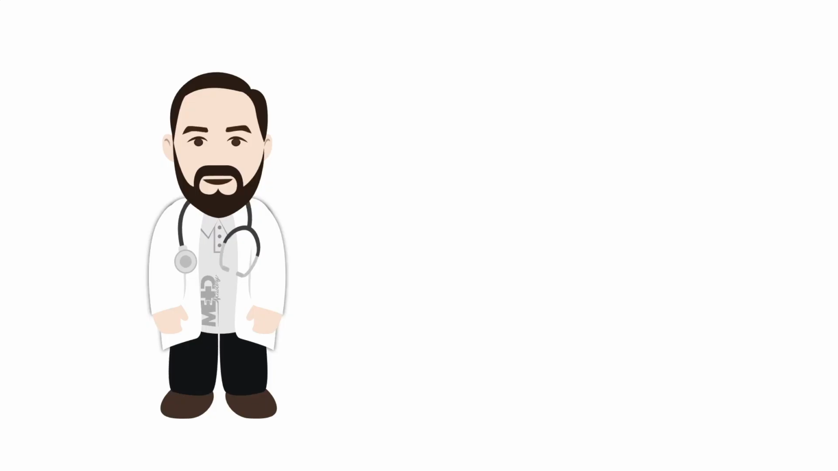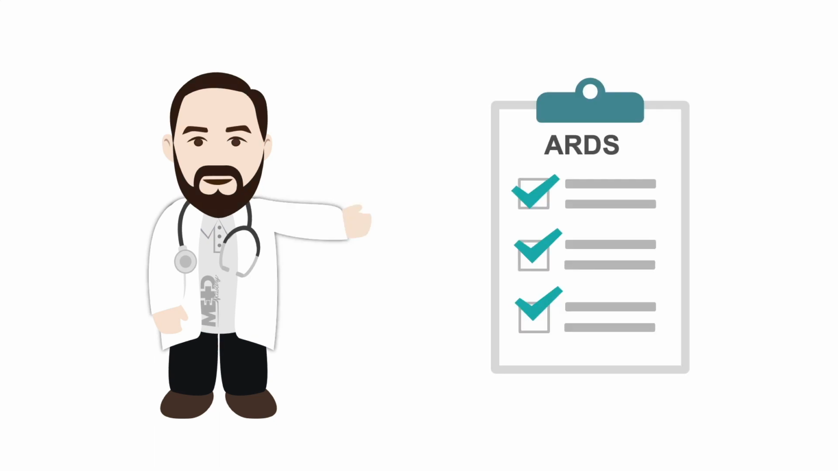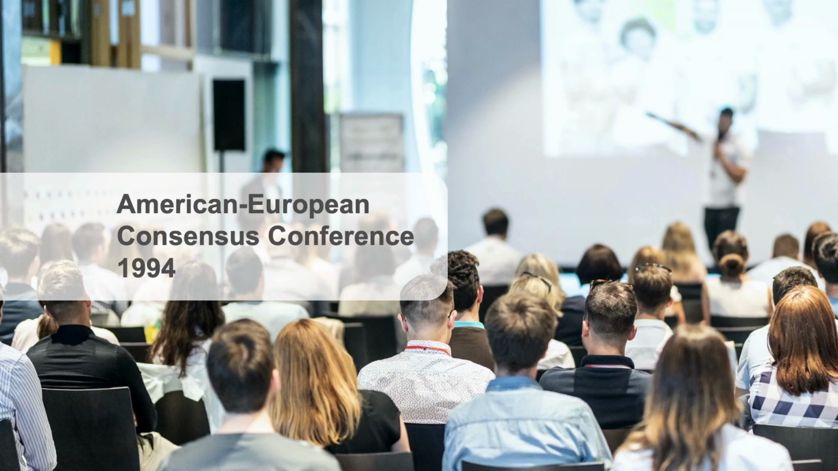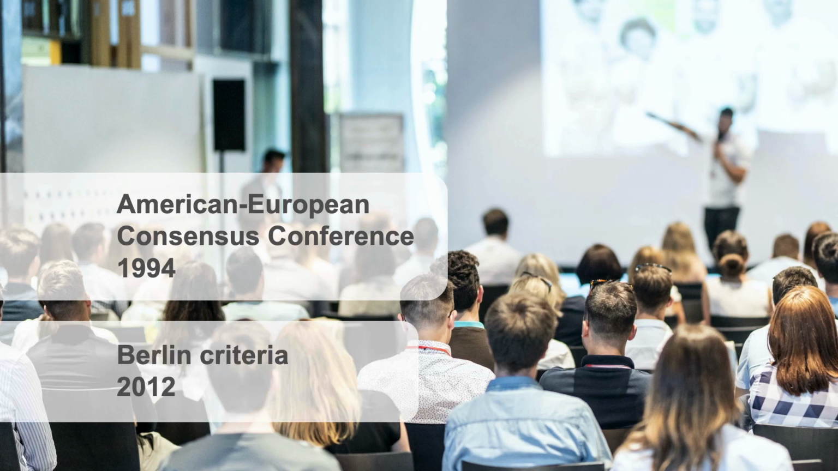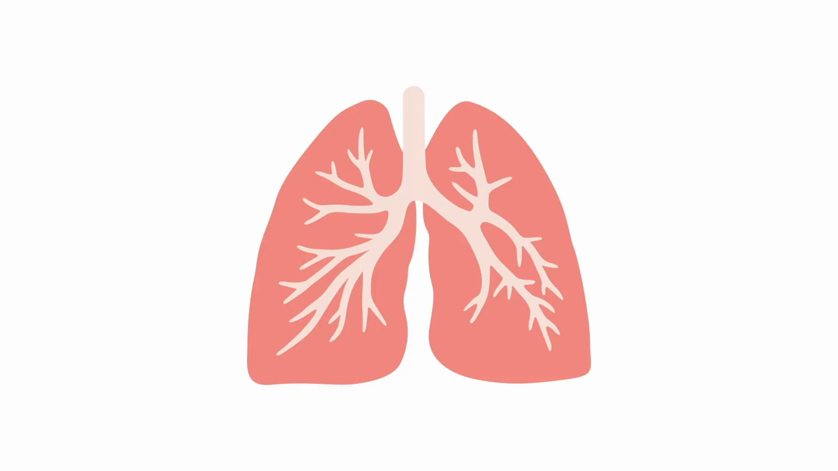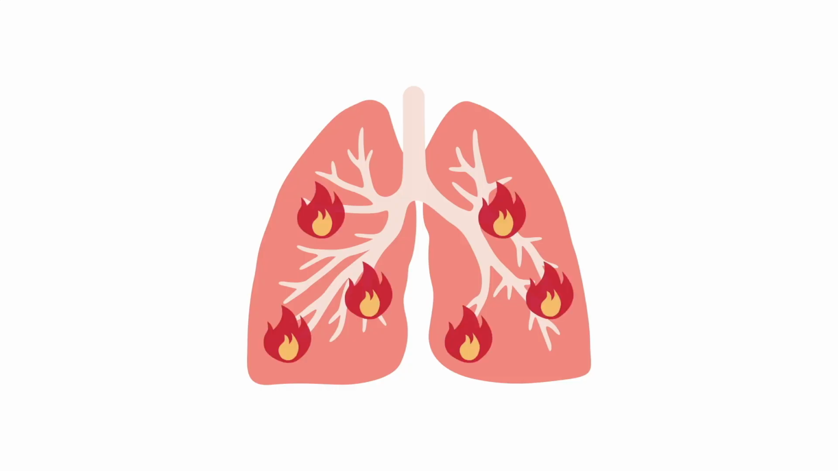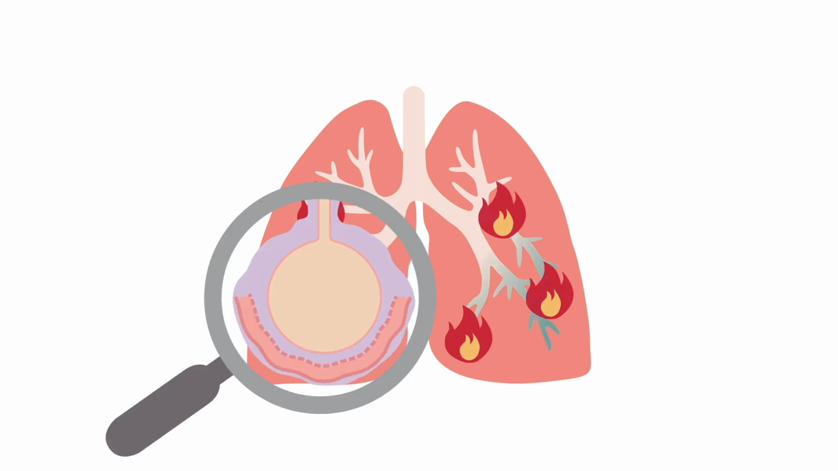Now that you know how ARDS was discovered, let's discuss criteria required to diagnose a patient with ARDS and how that criteria has evolved to its current state. We will start with the American European Consensus Conference criteria and then move on to the contemporary Berlin criteria for diagnosing ARDS. ARDS is an acute, diffuse, inflammatory lung injury that leads to increased pulmonary vascular permeability.